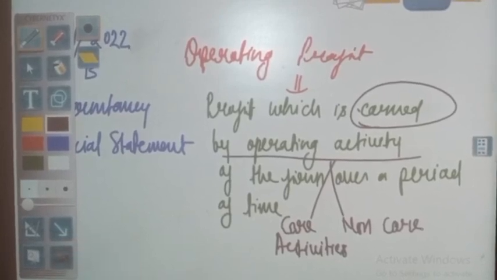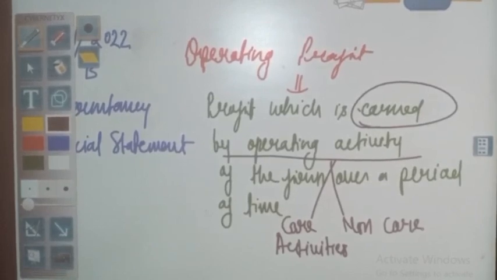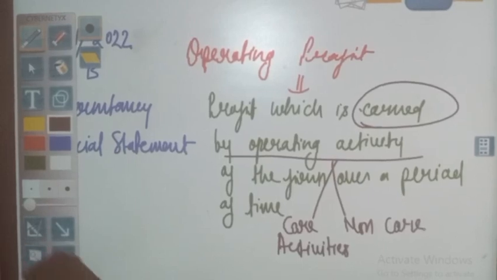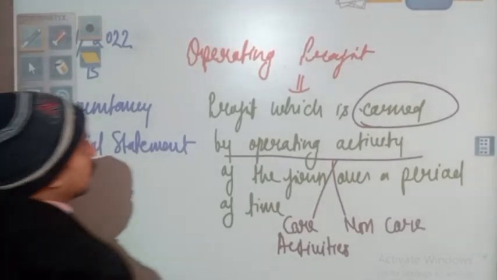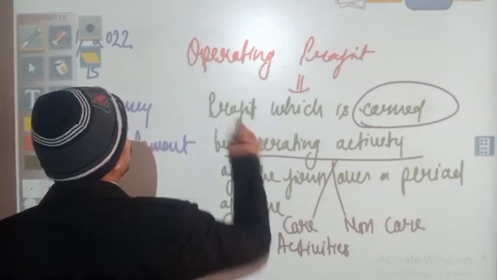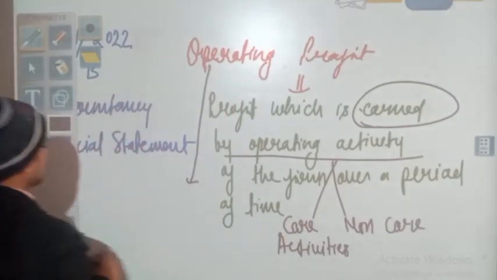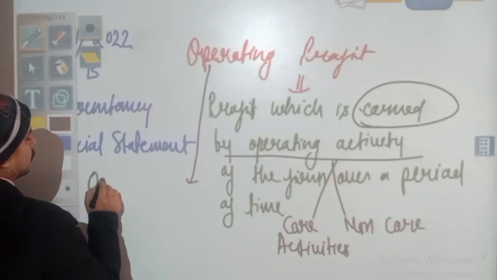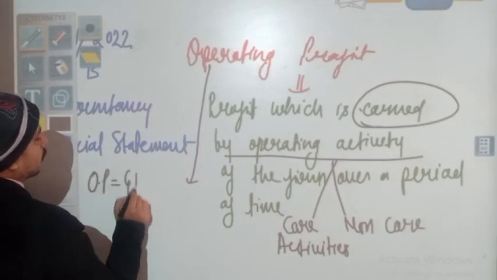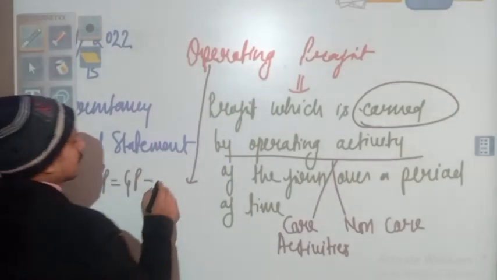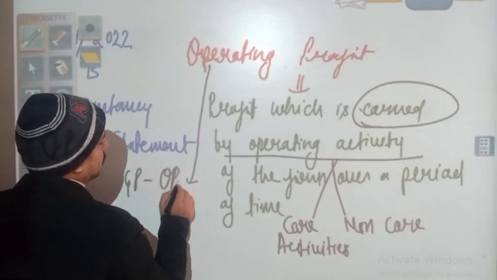In that case we are dealing with the operating profit. I repeat again, the operating profit is the profit earned through the normal activities of the business, and it can be arrived at by deducting operating expenses from the gross profit. Means when we talk about the calculation of operating profit, it would be gross profit minus operating expenses.